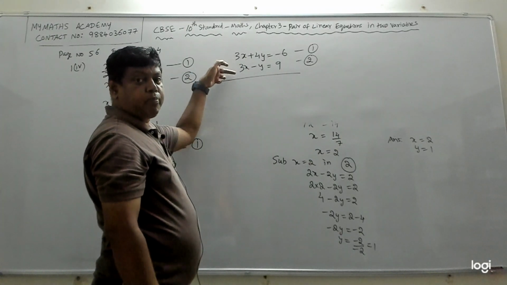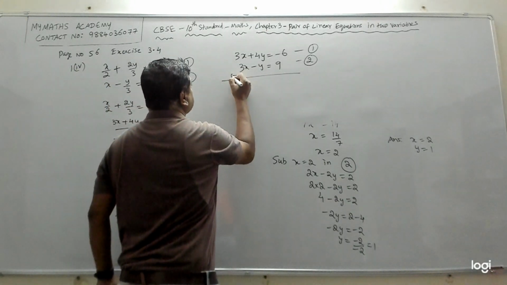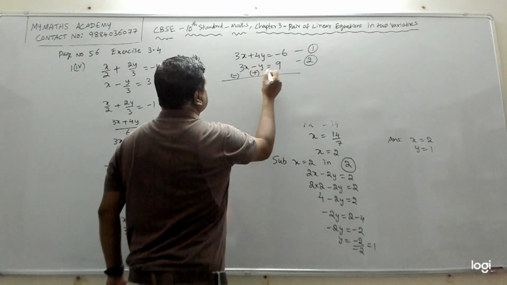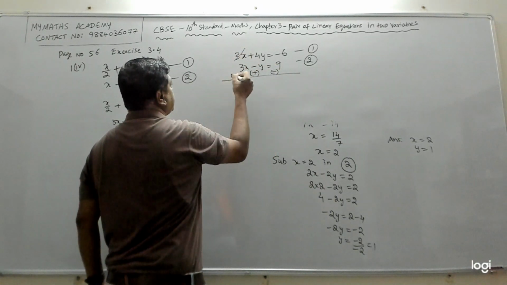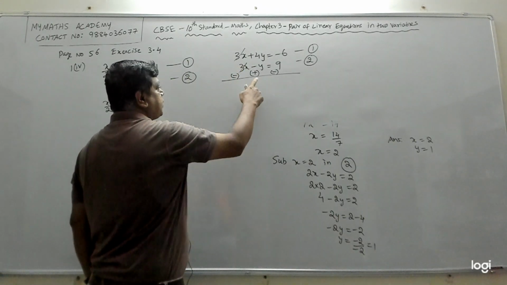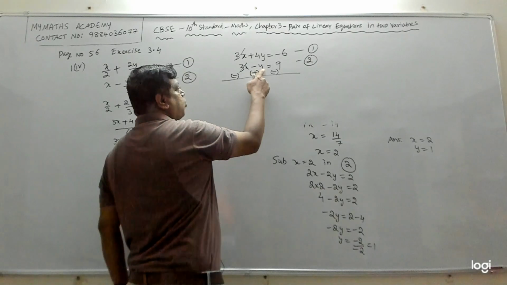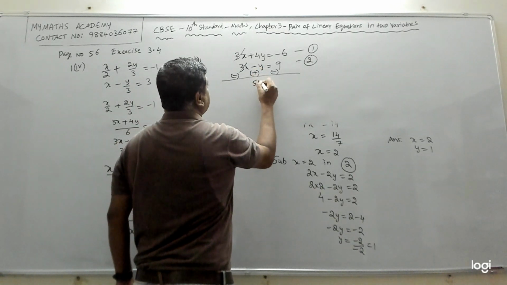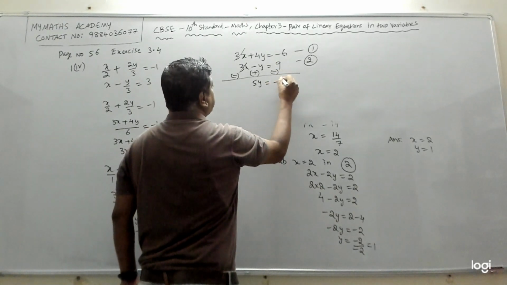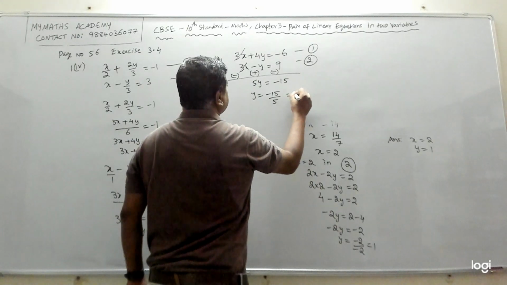When you have to subtract them, you need to change the sign. So this plus will become minus, this minus will become plus. Here it will become minus because this is plus 9, it will become minus 9. So this is plus 3x, this is minus 3x. This is plus 4y, this is plus 1y. Y means 1y. So 4y plus y is 5y, equal to minus 6 minus 9, which is minus 15. So y becomes minus 15 by 5, which is minus 3.